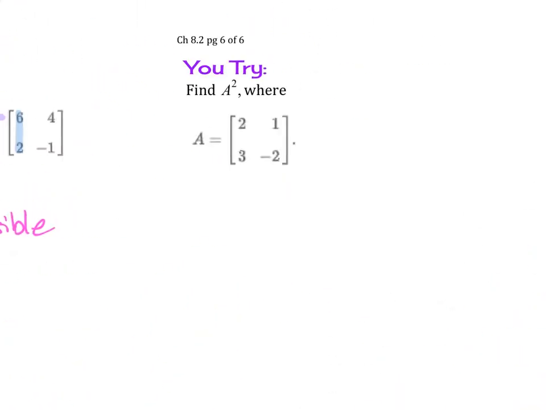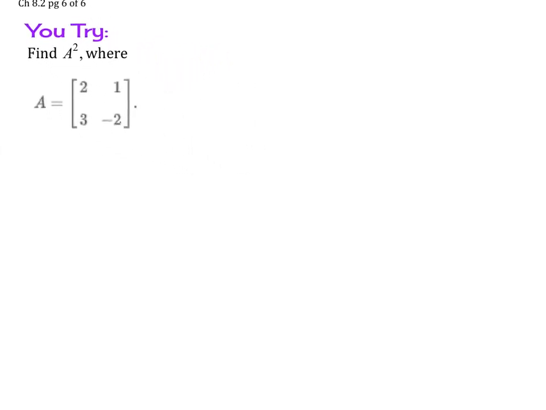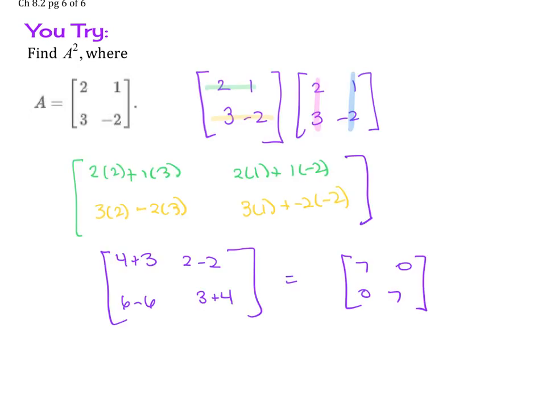So try this example here. Find A squared where A is [2, 1; 3, -2]. So trying this out, you would have gotten a 2 by 2, and it is [7, 0; 0, 7].